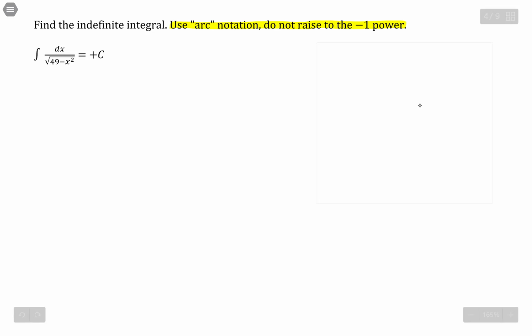It's also a hint that we're using arc trig functions in order to evaluate this. And really, I don't need this plus c written in here. That's just where the answer blank is in the question.